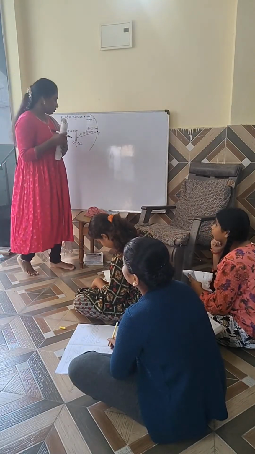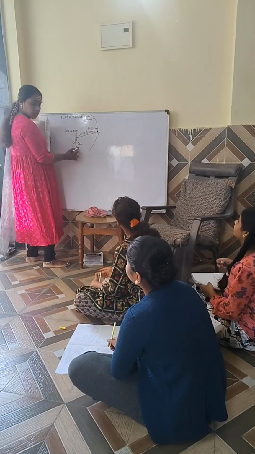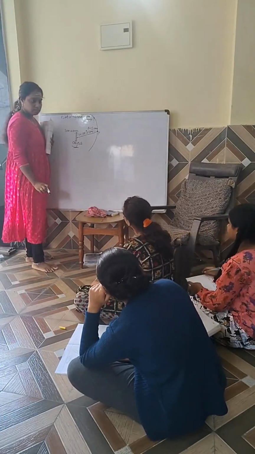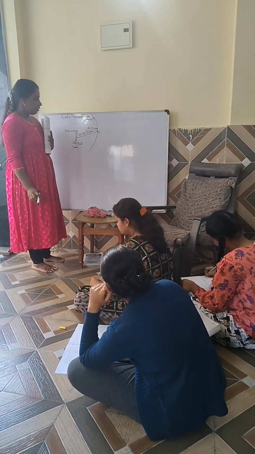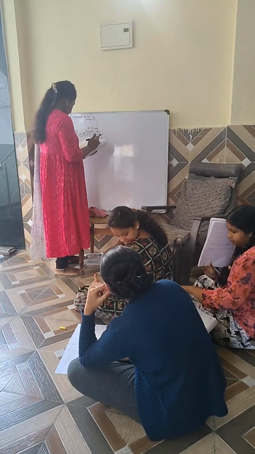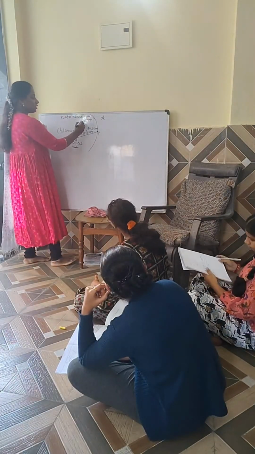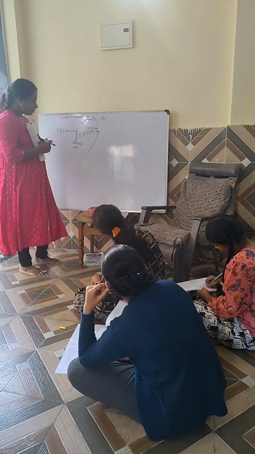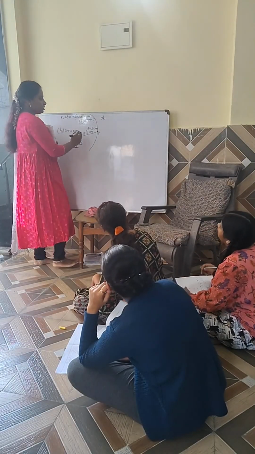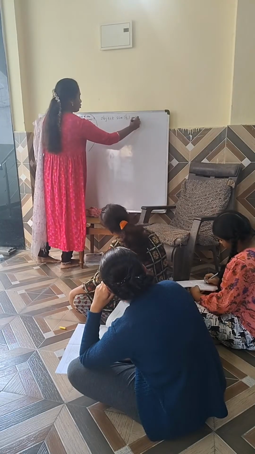They have given the object, the size of the object. They are asking you to find out the size of the image. Object size is h. Image size means h dash always. Object size how much they have given? Object size h is 4.0.